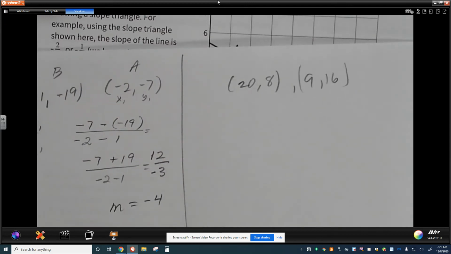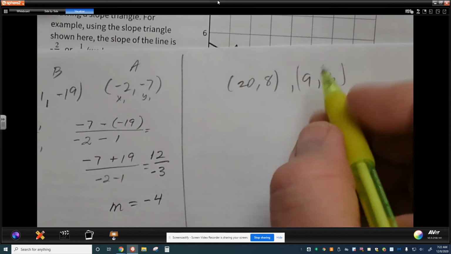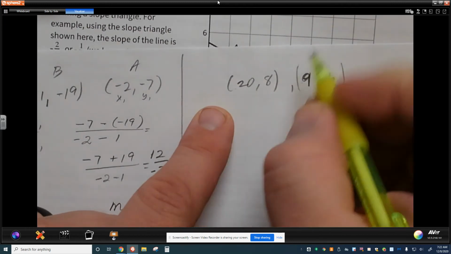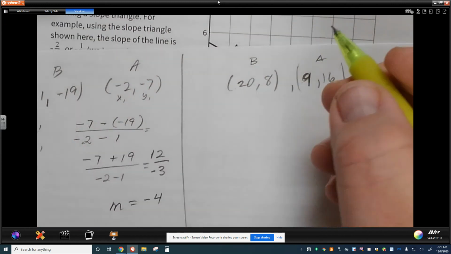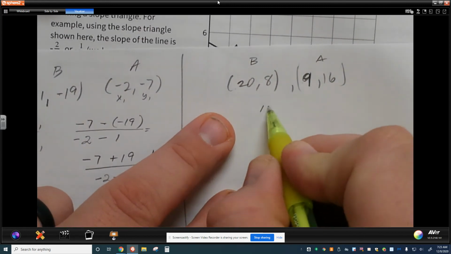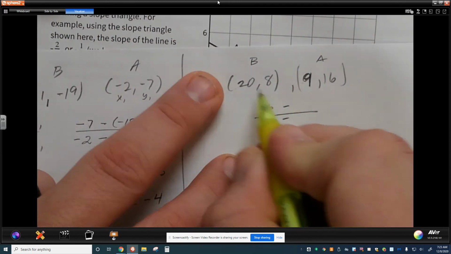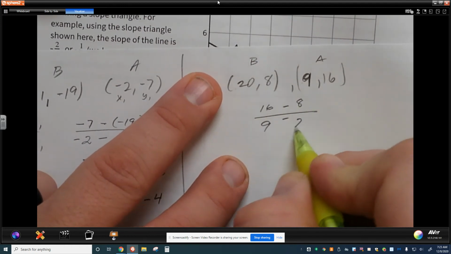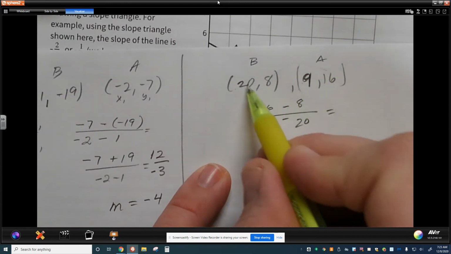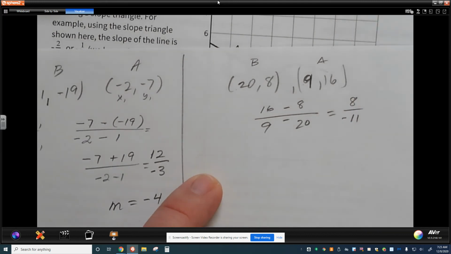Now, if we look at this one over here, let's follow the logic that I brought up with the smaller of the x's as x1. So we have this one right here, 9, 16. 9 is smaller than 20, so I'll make this ordered pair A, this one ordered pair B, and then I will follow that order. So using ordered pair A, 16 and 9, y over x, minus the y over x here, 8 over 20. Let me double check I did that right, 16, there we go. So 16 minus 8 is 8, 9 minus 20 is -11.